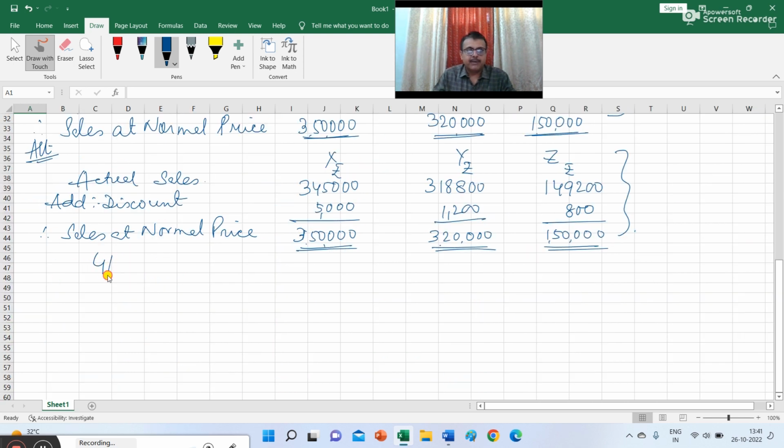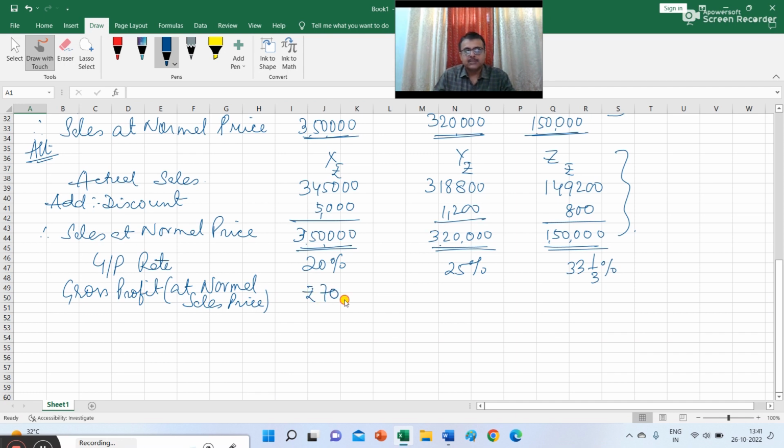Now what is the GP rate? The GP rate given for department X is 20%, 25% is the GP rate of department Y and 33 1/3% is the GP rate for department Z. So gross profit at normal sales price, 20% of 3,50,000 is 70,000. Then 25% of 3,20,000 is rupees 80,000. And 33 1/3% of 1,50,000 is 50,000.